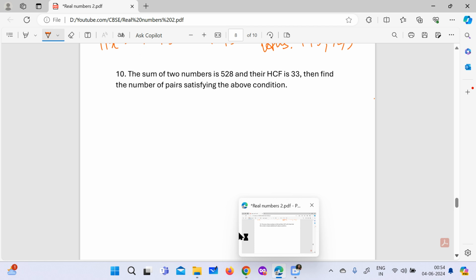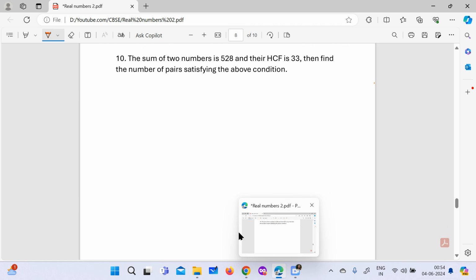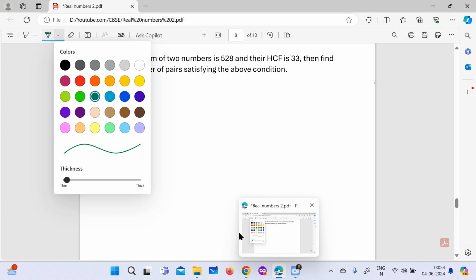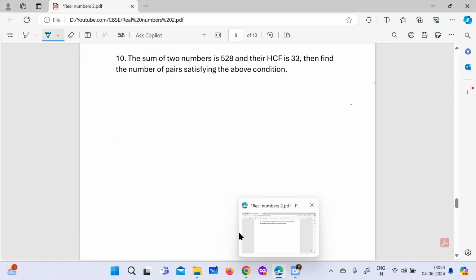Now, this one is a bit lengthy. Let's see how to work on this. The sum of two numbers is 528 and their HCF is 33. Okay, this is important to know. This is also important. Then find the number of pairs satisfying the above condition. This is your competency type question. Okay. Now it says that the sum of the numbers is 528 and their HCF is 33.